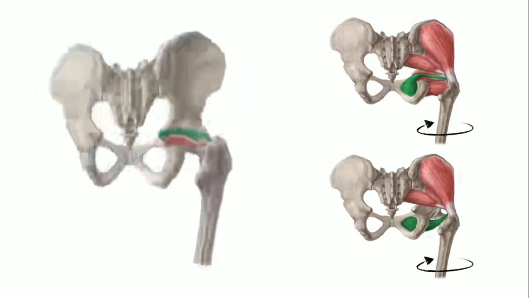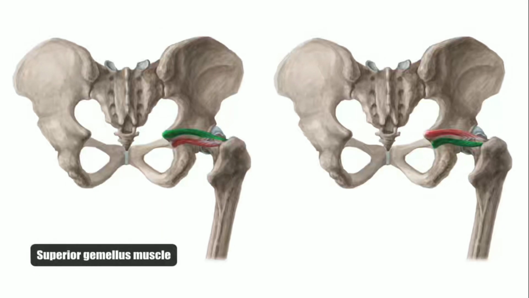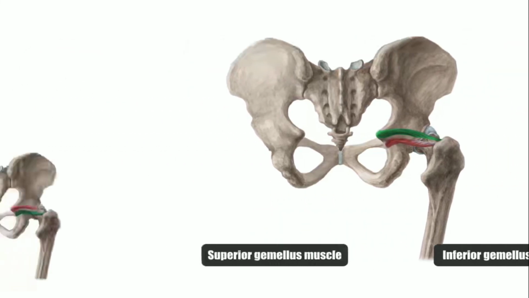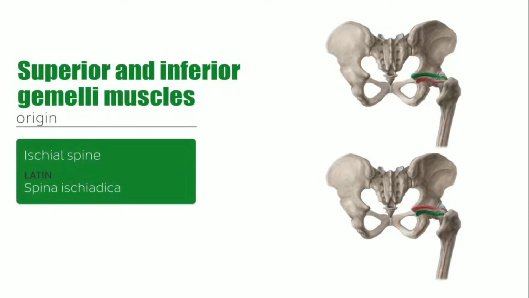The next set of muscles is also a pair known as the gemelli. As you can see, you have them highlighted in green on both of these images. On your left side, you find the superior gemellus muscle, and on the right side, you find the inferior one. Now let's talk about their origin points for both gemelli. The superior gemellus muscle originates from the ischial spine, as you can see here. This is going to serve as the origin point for this muscle.